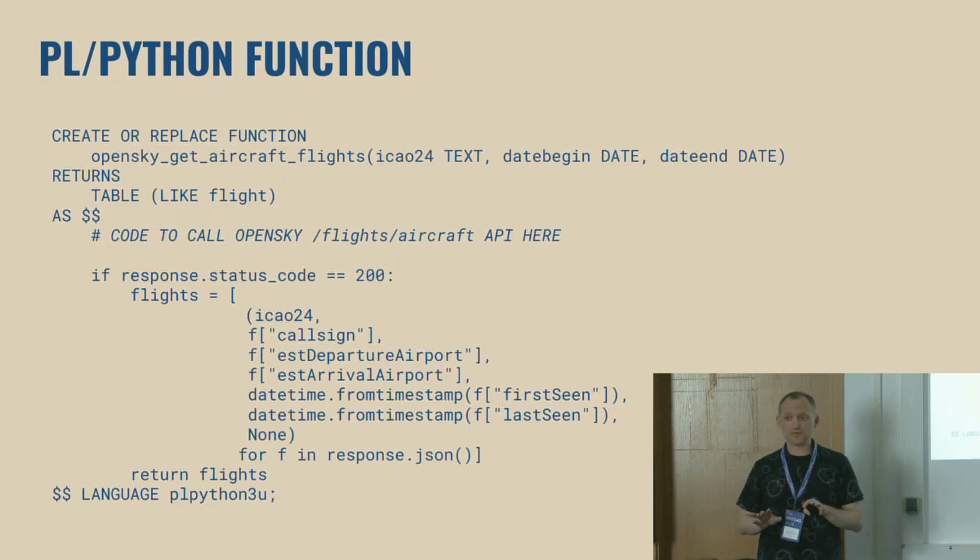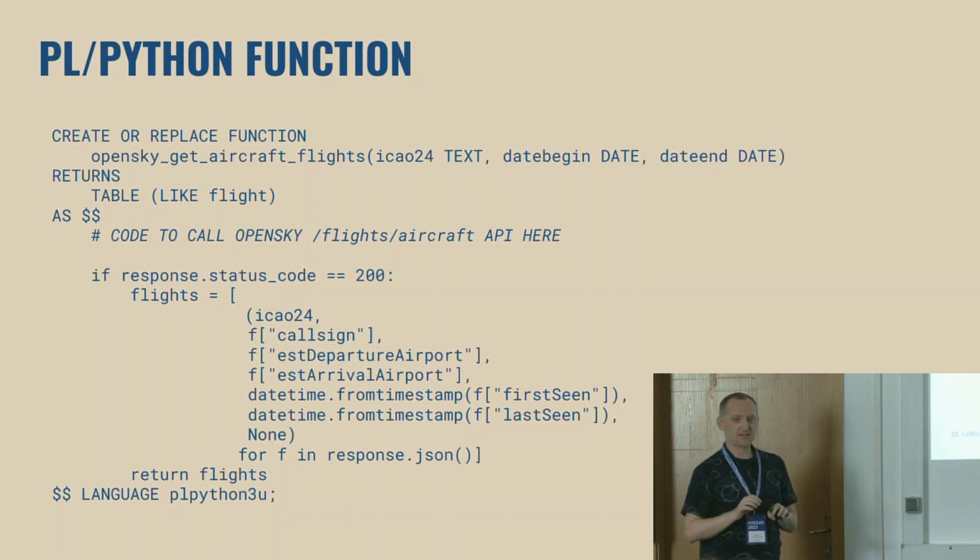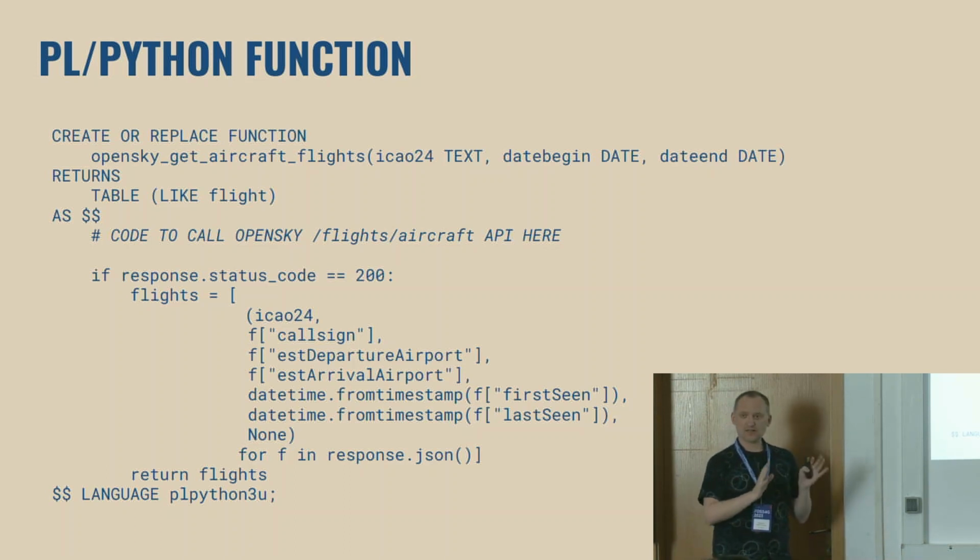So I like writing Python functions inside Postgres. It's very convenient. And what I did here, just created a simple Python function that queries that endpoint. You can see that the parameters for this PL Python function are exactly the same as the parameters to the API endpoint that I showed you before. You have to imagine that the Python code to actually make the call is here.